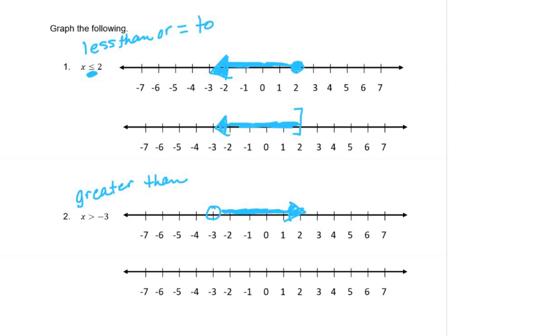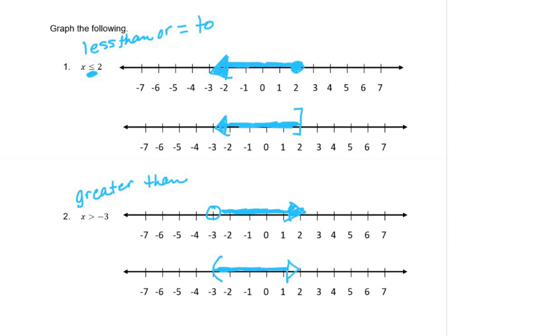In this course, instead of an open circle, we use a parenthesis. So a parenthesis means that you can get as close to -3 as you want. You just can't actually touch it.